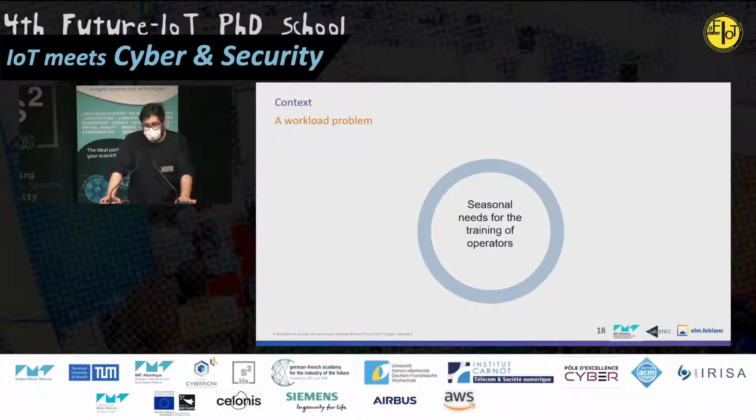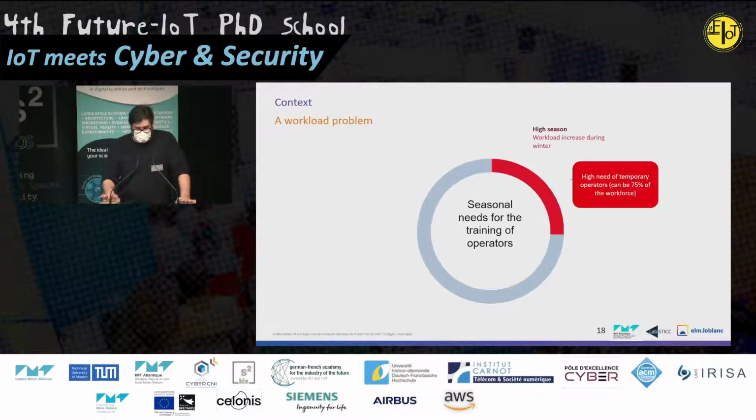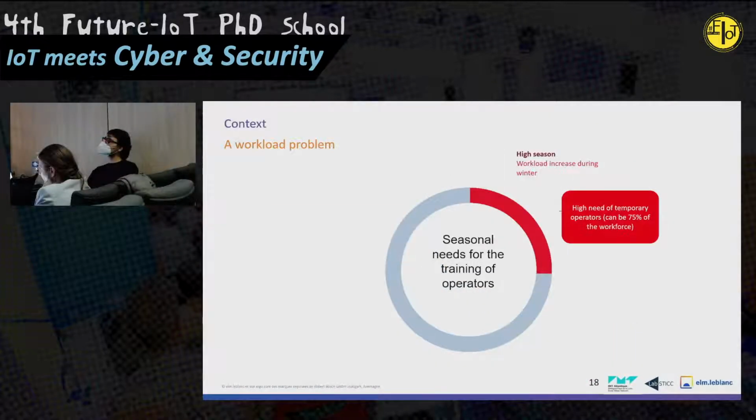ELM Leblanc has a seasonal problem. In the high season, during winter, we have a workload increase because a lot of boilers are broken, so we have a lot of orders of new boilers. So we have to hire a lot of temporary operators to work on the assembly line, and we need to train these operators. Right now, the training process lasts between 3 days and 2 weeks, and requires the help of an experienced operator to train new operators. So the production line is not working efficiently.